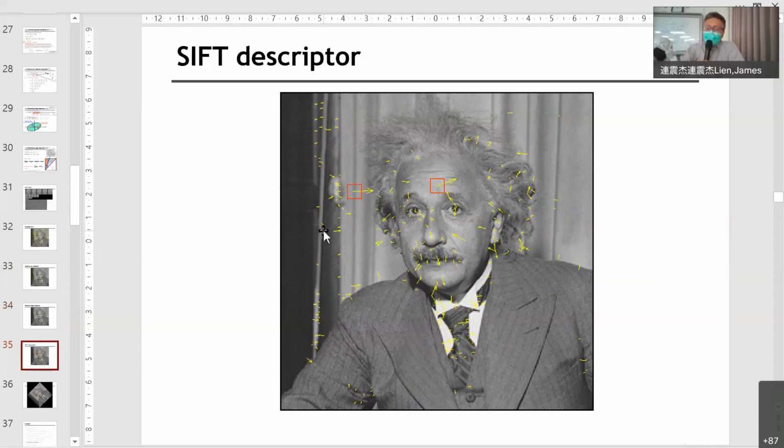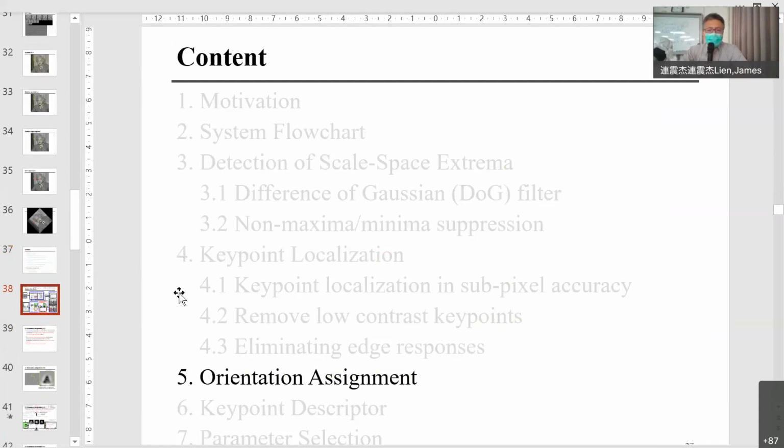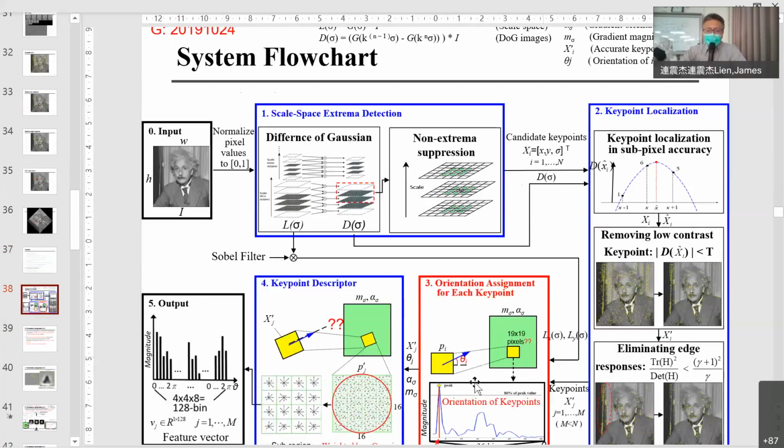So after we keep the corner points, for each corner, we could have a small patch. And we start to talk about the descriptor. 描述的，要用的 patch 用你下面方式来描述这个点，这是 vector. So no matter if you rotate, this will be the same. But we will continue to talk about this.